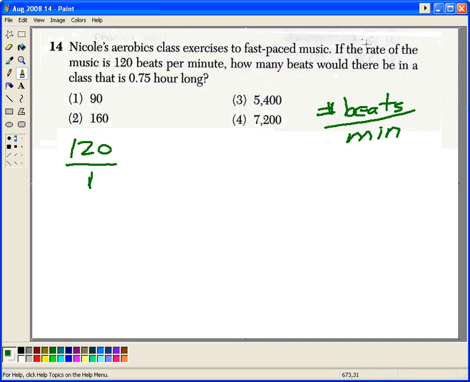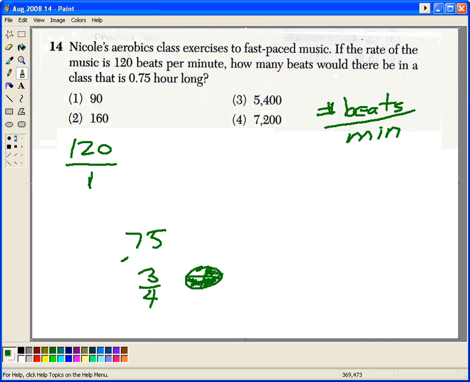At the same rate, if the rate of music is 120 beats per minute, how many beats would there be in a class that's 0.75 hours long? 0.75. What is 0.75? 0.75 is another way to say 3/4. 3/4 of an hour. Let's see. There's an hour. There's 1/4, 2/4, 3/4 of an hour.